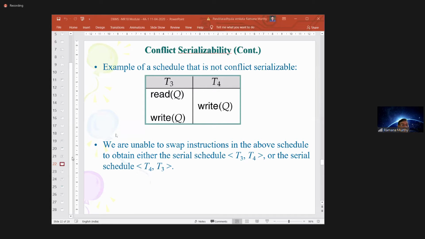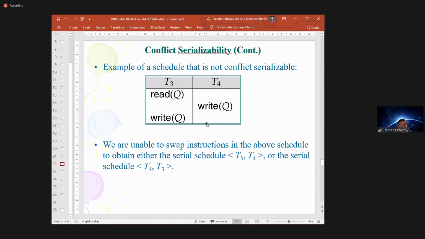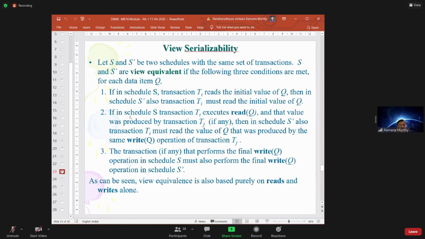But from the previous one, the S3 schedule, you can obtain a serializable schedule. From schedule 3, you can obtain a serializable schedule S6. But from this particular schedule, you can't obtain a serializable schedule. That is the thing we are identifying, whether you can do it or not. Then we'll see, we are having two schedules.